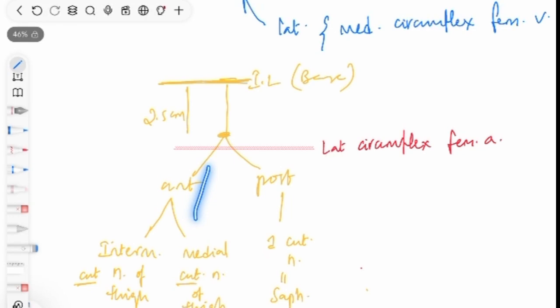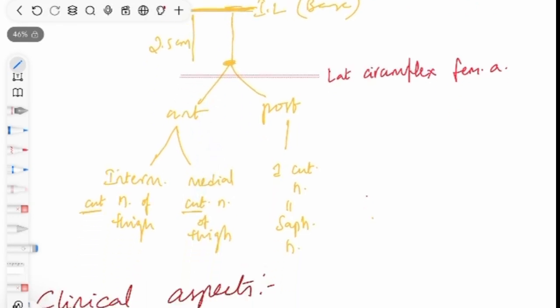The anterior division gives rise to 2 branches, that is the intermediate cutaneous nerve of thigh and the medial cutaneous nerve of thigh. The posterior division gives rise to 1 cutaneous nerve, that is the saphenous nerve. So all these 3 are cutaneous nerves.